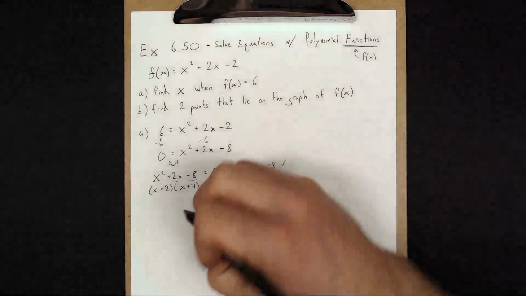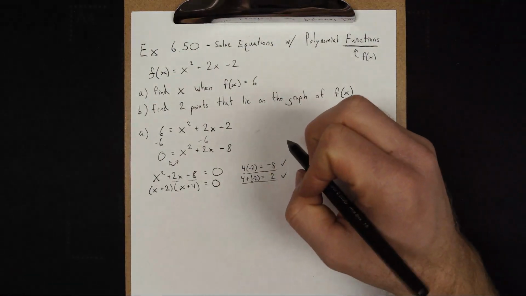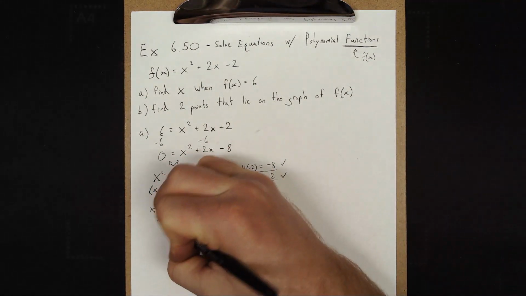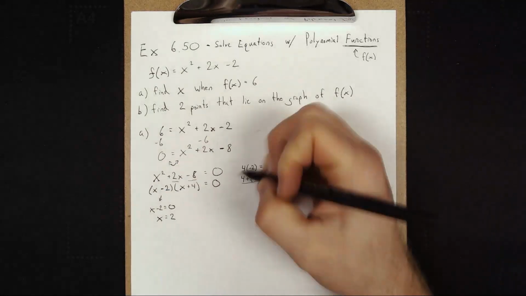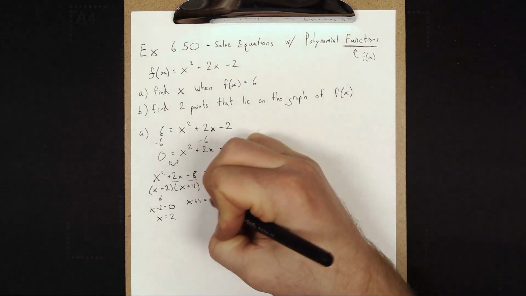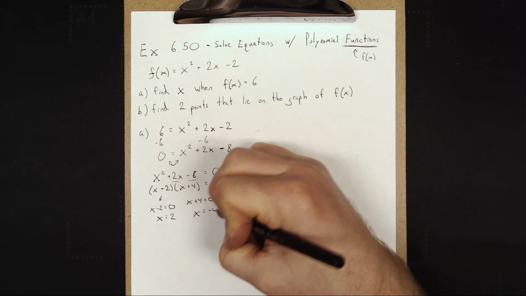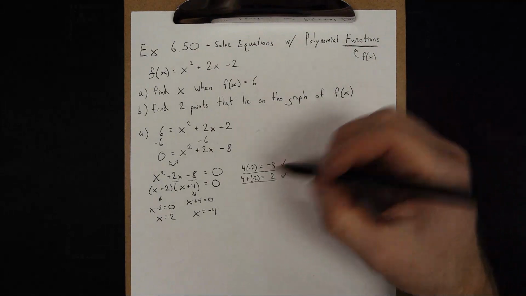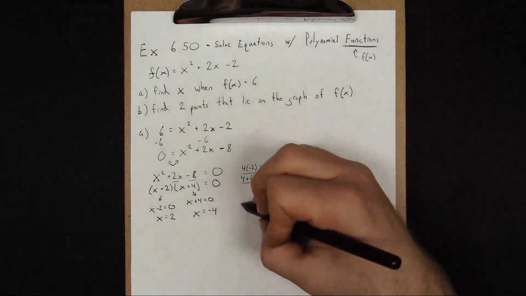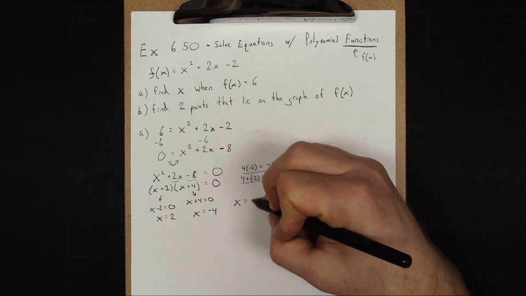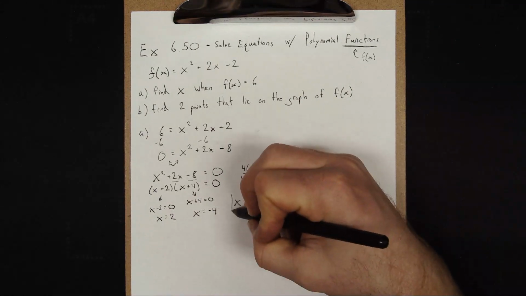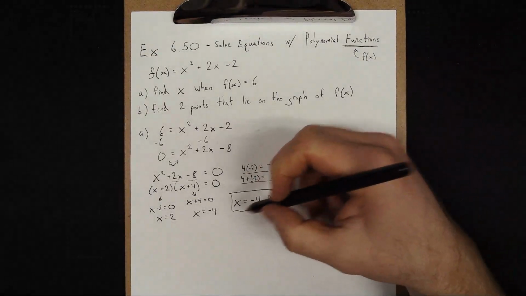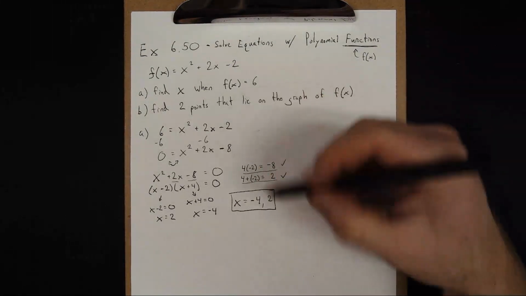All right. So now we're just setting each piece equal to 0. One solution. Two solutions. Okay. So if I rewrite my answer as x equals negative 4, 2. So we say when x is equal to negative 4 and 2, f of x is equal to 6.